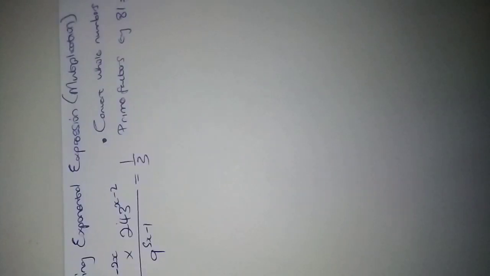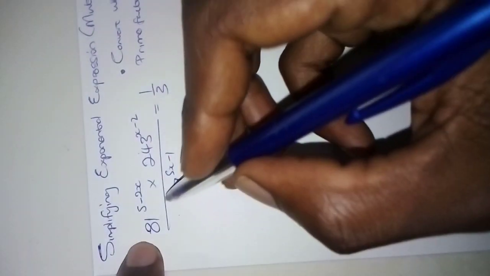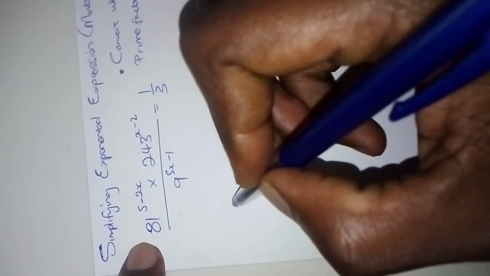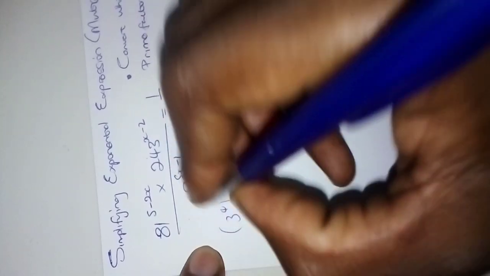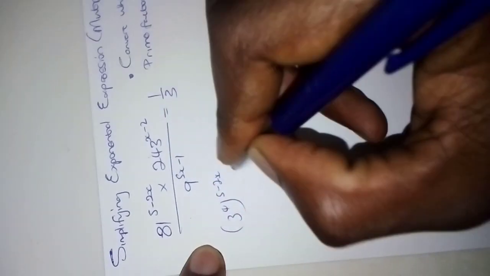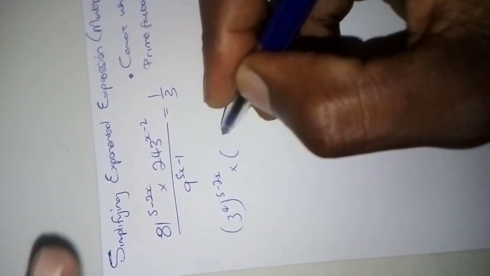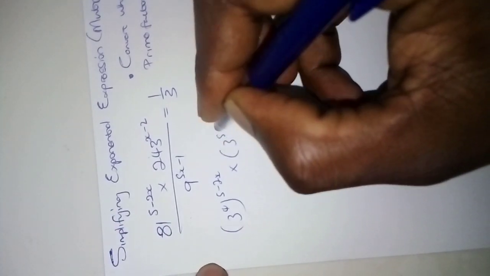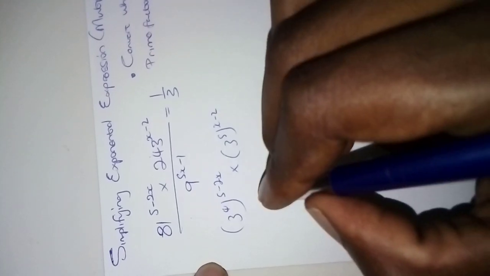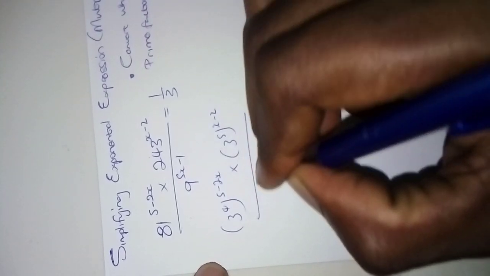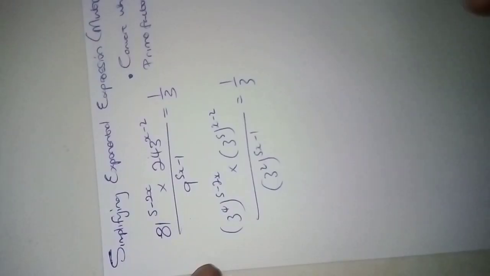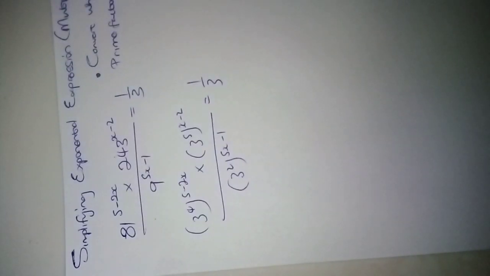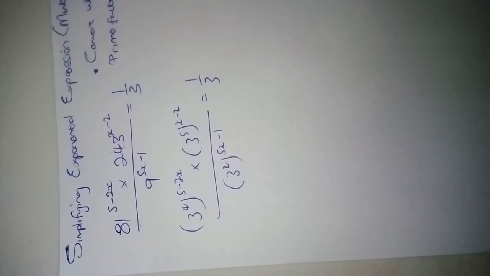Right, so let's look at our question. We do know that our prime factor for 81 is 3 exponent 4. So we have 3 exponent 4, that's 5 minus 2x, times, for 243 it's 3 exponent 5, x minus 2, divided by 3 squared, 5x minus 1, it's equal to 1 over 3. Right, so now we have taken care of our first step.